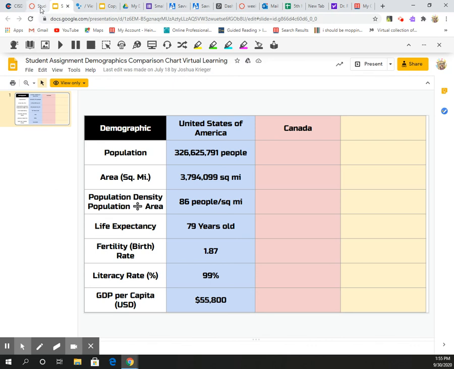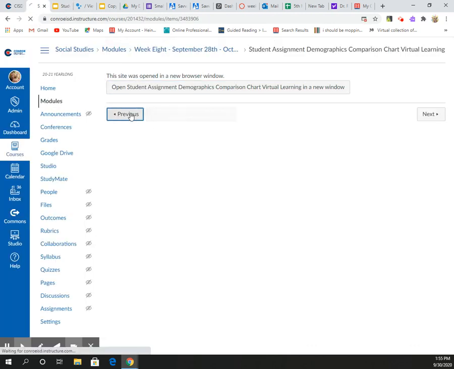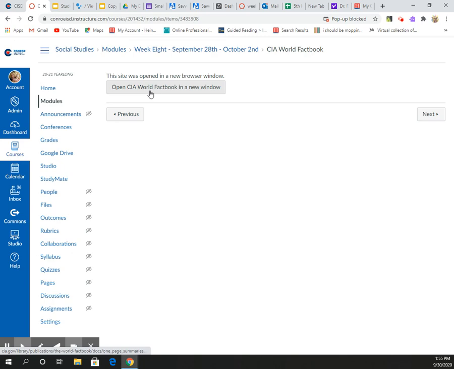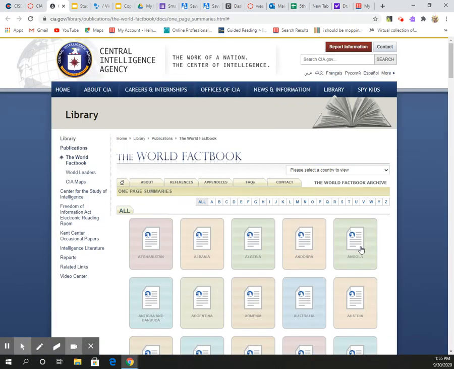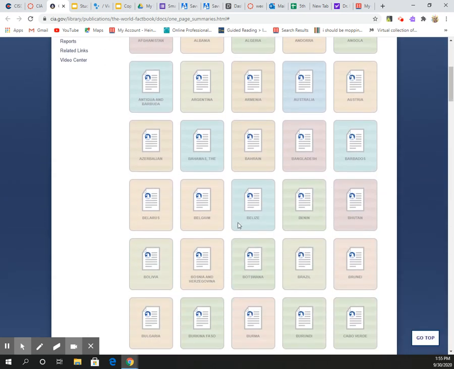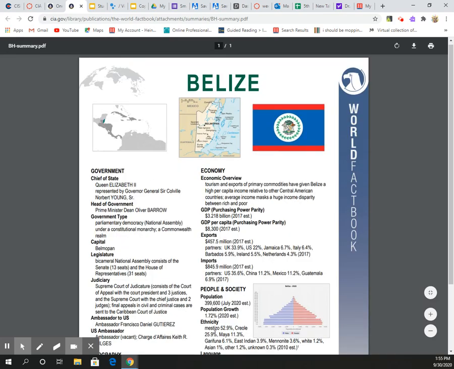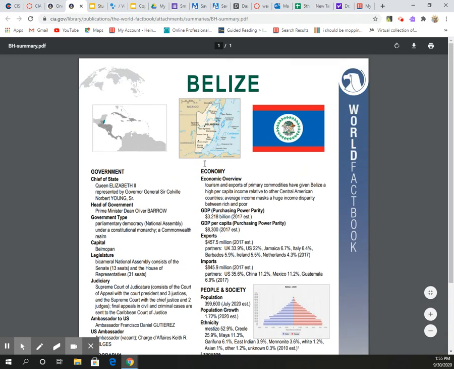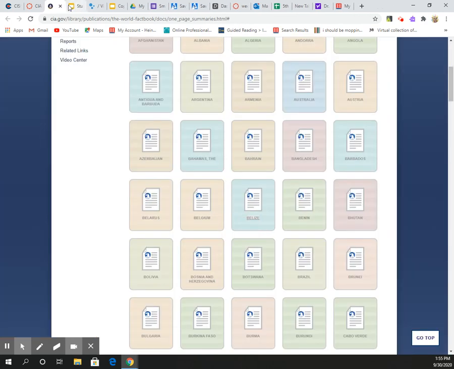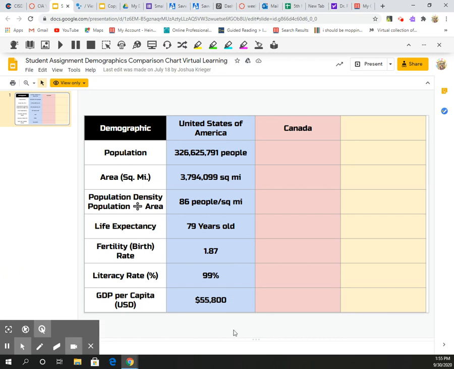So where are you going to find the information? There's the CIA World Factbook page, and you can open it and look at the different countries and find that information. So let's say you were going to do Belize. All the information is on this fact sheet. So you'll use the fact sheet to get the information. Make sure that when you're finished you share the chart with your teacher so you can get a grade for it.